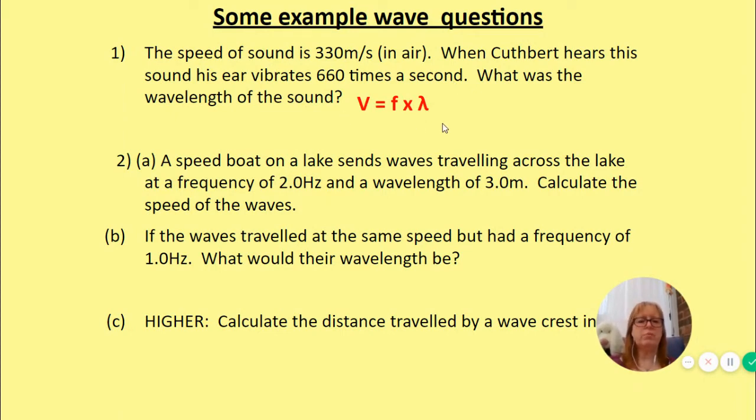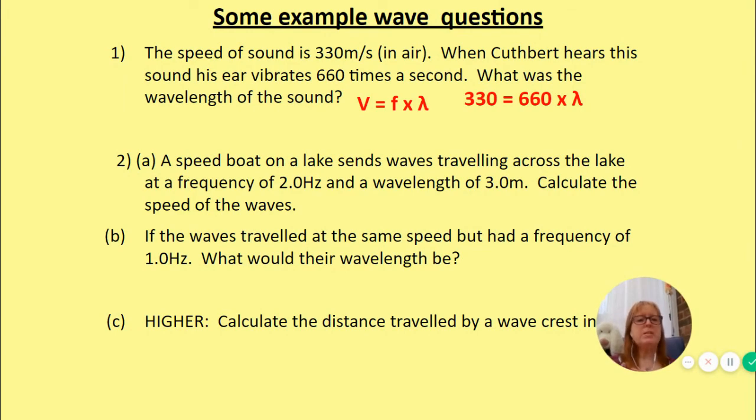Please write down the formula first. Don't try and rearrange it before you put the numbers in, because in an exam, there is a mark for correct substitution. So first things first, you need to write down the formula. Now, learn it one way. V equals F lambda. If you learn it as a triangle, fine, but just write it down, please. V equals F lambda. This tells the examiner that you know what you're doing. Let's put the numbers in. There you go. The speed of sound is 330 equals 660 times lambda.